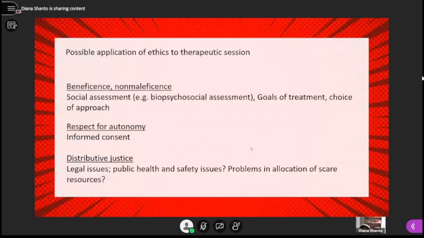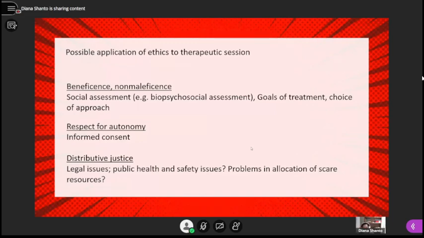Donc, how do the different principles of ethics apply to social work? Quand on parle de principle of ethics, on a vu, c'est beneficence, non-maleficence, autonomy, justice, and fidelity. Maintenant, how do they apply to social work?